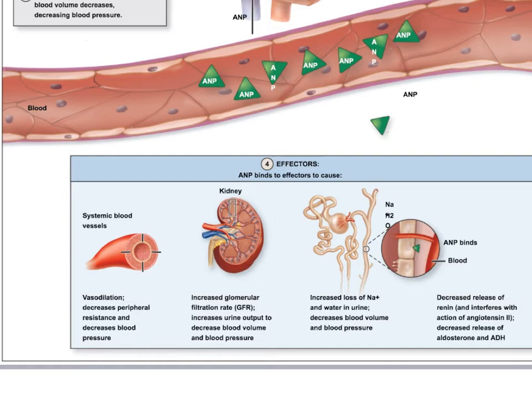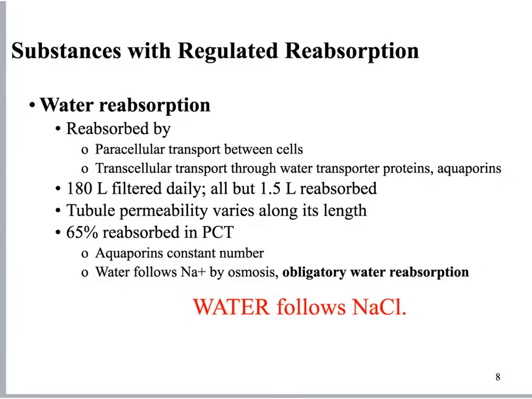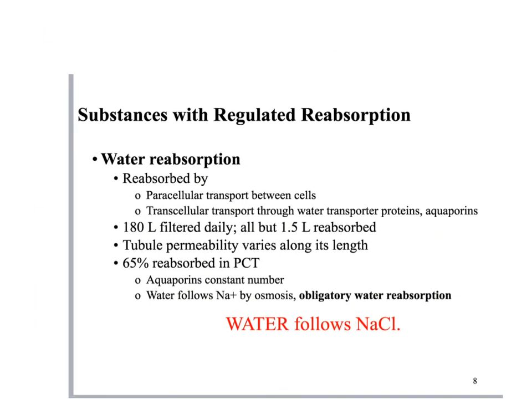So, aldosterone and atrial natriuretic peptide, right? They help regulate the amount of sodium that is absorbed. Okay? So if sodium reabsorption is regulated, so is water. Now, those two we just talked about, ANP and aldosterone, they also affect water reabsorption, right? Yes, they do. But that's based upon the amount of sodium that's reabsorbed. All right, so water is also reabsorbed.